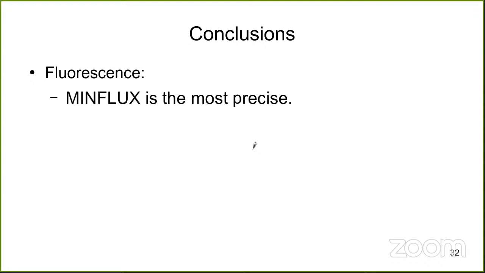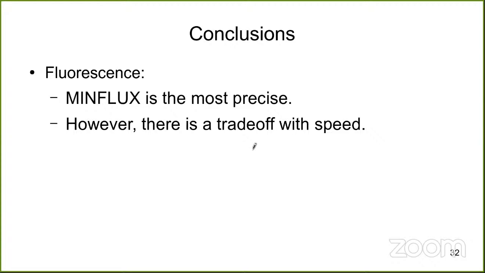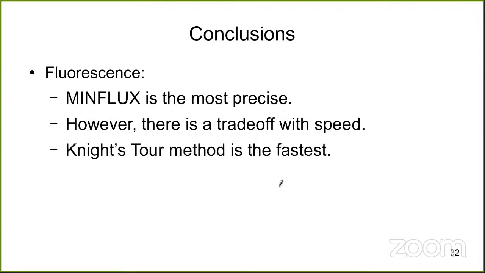Okay, so some conclusions. Firstly, when comparing the 3 different methods using fluorescence, we find that min-flux is the most precise. However, there is a trade-off with speed. So the smaller tracking area actually means that you cannot track particles that are very fast. The Knight's-Tour method is the fastest because of the larger tracking area.